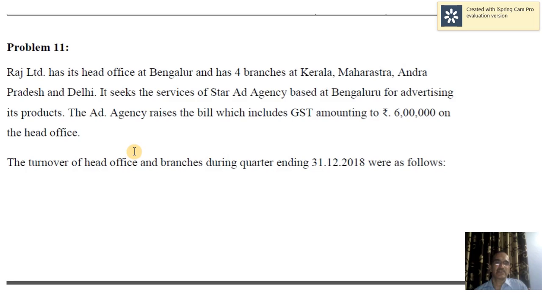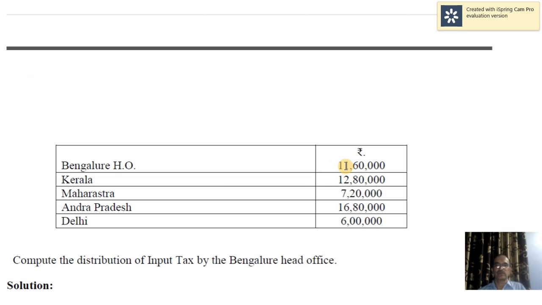Now we'll move on to a small problem. Raj Limited has its head office at Bangalore and has 4 branches at Kerala, Maharashtra, Andhra Pradesh and Delhi. It seeks the service of Star Ad Agency based in Bangalore for advertising its products. The ad agency raises the bill which includes GST amount 6 lakh on the head office. The turnover of head office and branches during the quarter ending 31st/12/2018 were as follows. See, Bangalore so much, Kerala, Maharashtra, Andhra Pradesh, Delhi.